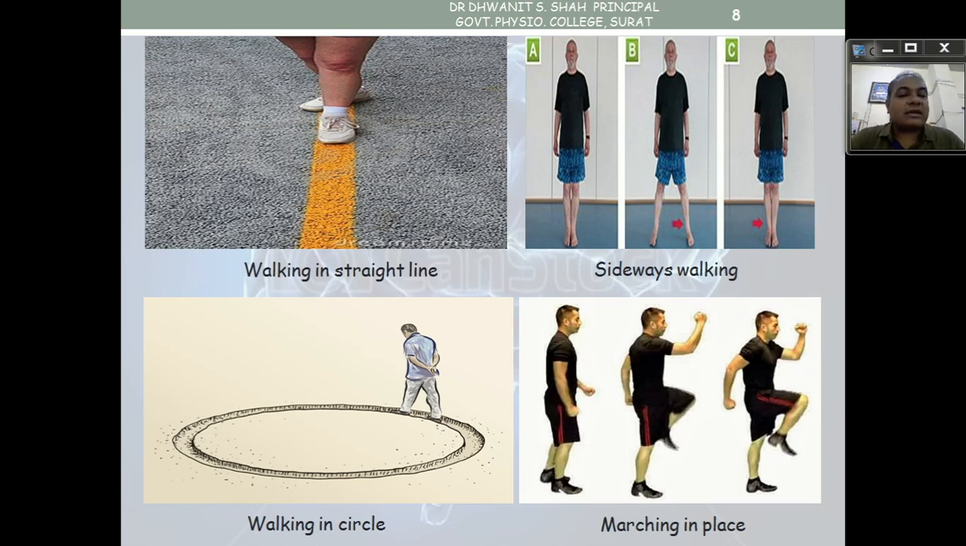The third test is mentioned in the photograph. It is sideways walking. Tell the patient to walk to the side. First, make the patient stand straight. Then tell them to lift one leg and move to the side. After placing one leg, lift the other leg and bring it to the side. Like that, you walk sideways. You have to do this test for both sides, left side walking and right side walking. So if either limb is weaker than the other, you can also come to know here. According to that, we can plan the physiotherapy.